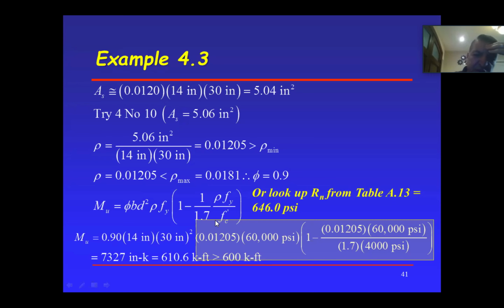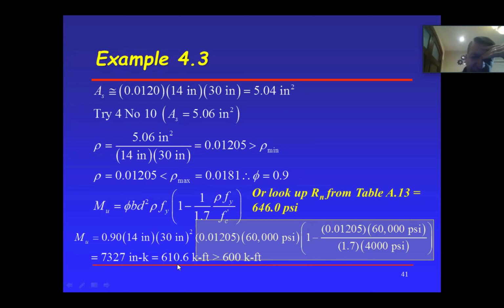Let's do it this way. In the next example, we're going to look them up in the table. So Mu over phi bd squared: you use 0.9, b is 14, d is 30 squared, rho is this number, Fy is this, and plug in all these numbers. But bottom line, in the next example you don't have to do all this. You can just go to this table and look up this number. But for the first example or two, go ahead and do them, and then you'll appreciate the tables.